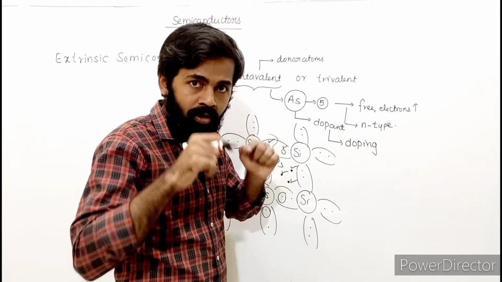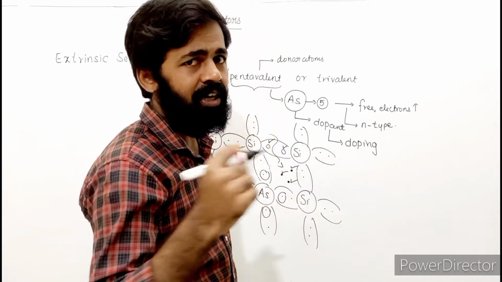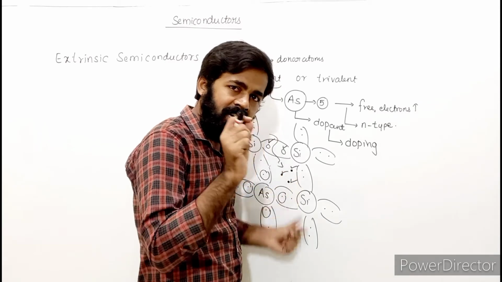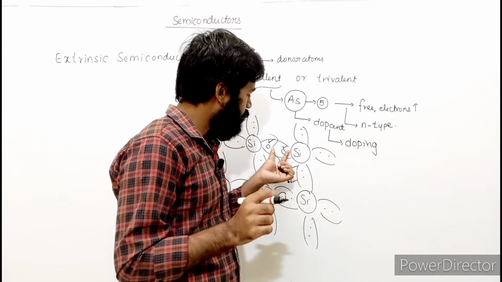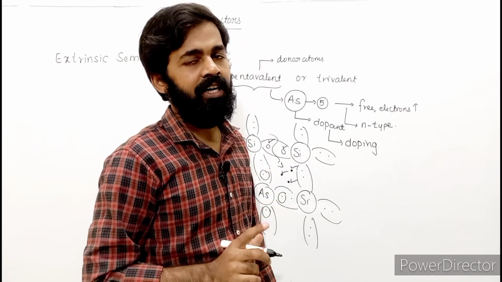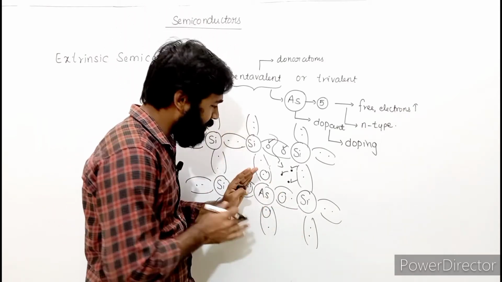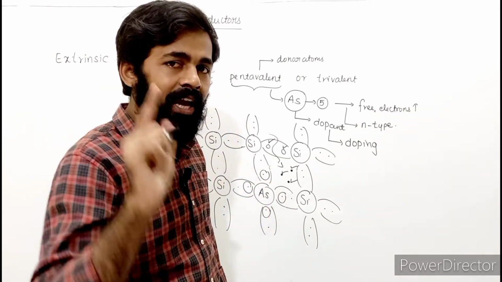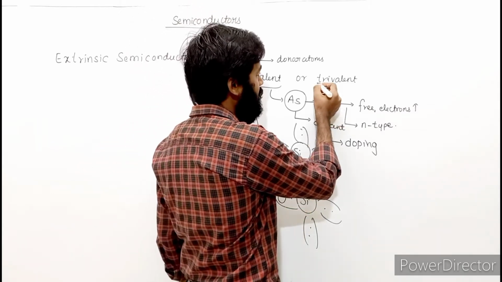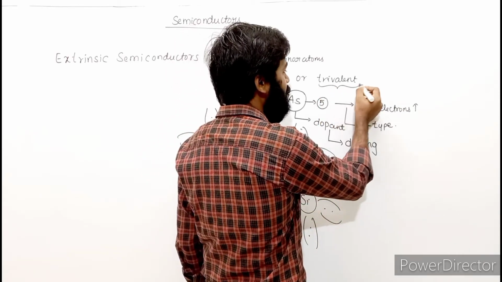The charge carriers which are more in number are called majority charge carriers. It means here the free electrons are majority charge carriers. What about holes? Holes are minority charge carriers, because they are less in number. Now this is about N-type semiconductors. Now let's see about P-type semiconductors, or the trivalent impurities.